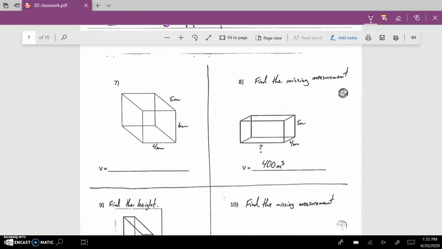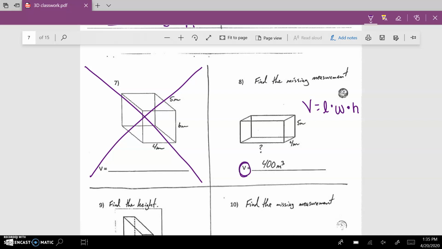Number 7, you can go ahead and cross off number 7. It's okay, you don't need to do that one. Number 8, it says to find the missing measurement. So I'm going to write down my formula first: V equals length times width times height. They gave us the V down here at the bottom. They say V is 400 equals, we don't know the length, that's where the question mark is, times the width would be 4, times the height would be 5.